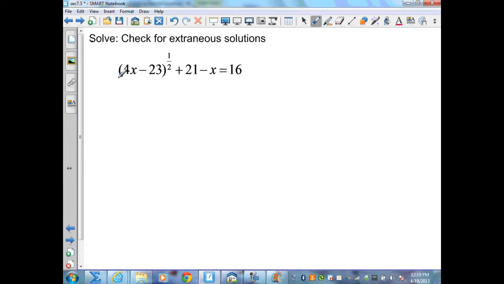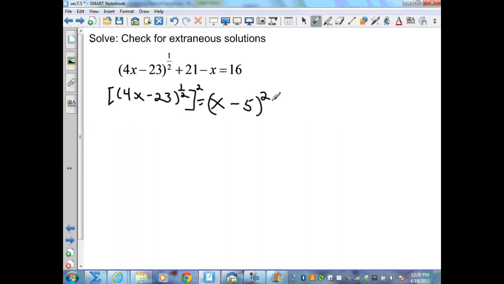Again, we want to solve the equation and determine if there are any extraneous solutions. Let's begin by isolating our fractional exponent quantity. To do that, I'm going to subtract 21 on both sides and also add x. When I add x, I'm going to get x, and subtract 21, I'm going to get a minus 5. Now I'm going to eliminate my fraction by taking this quantity to a power of 2. I'll do that on both sides.